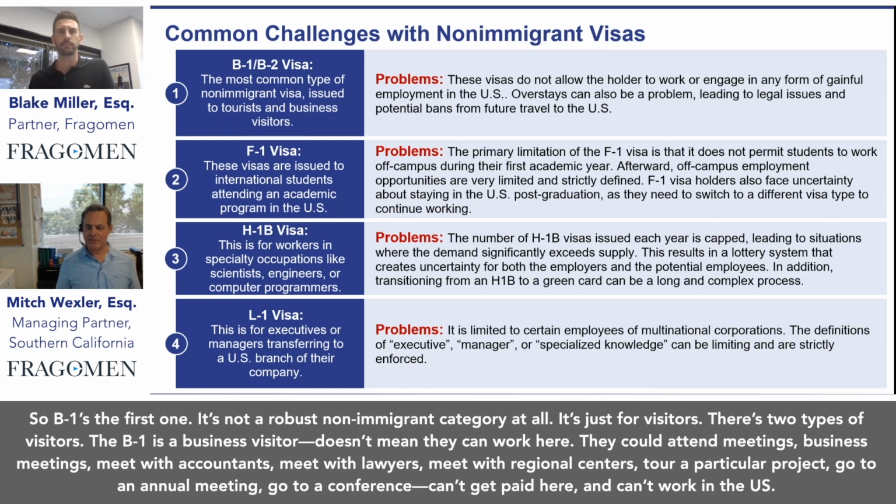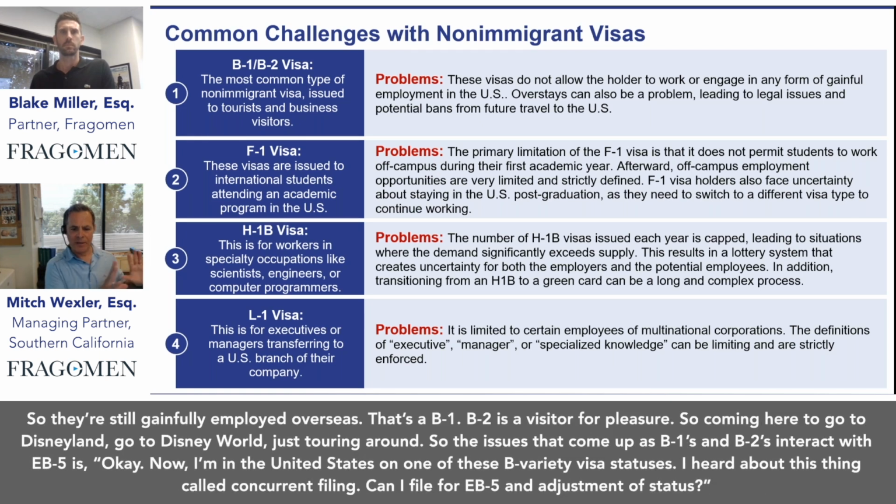The B1 is a business visitor. That doesn't mean they can work here. They could attend business meetings, meet with accountants, lawyers, or regional centers, tour a particular project, go to an annual meeting or a conference, but they can't get paid here and can't work in the US. So they're still gainfully employed overseas. That's a B1. B2 is a visitor for pleasure, so coming here to go to Disneyland, Disney World, just touring around.